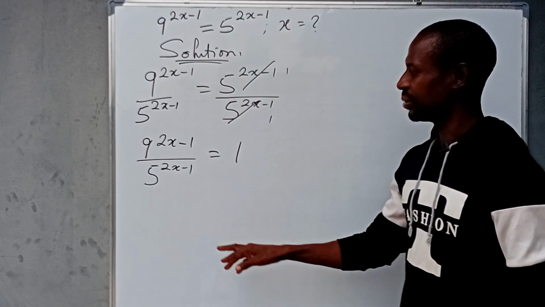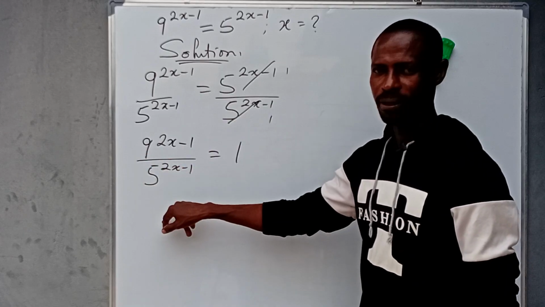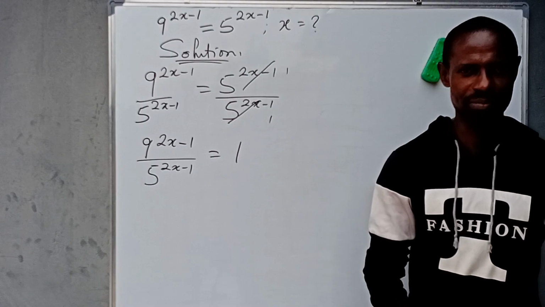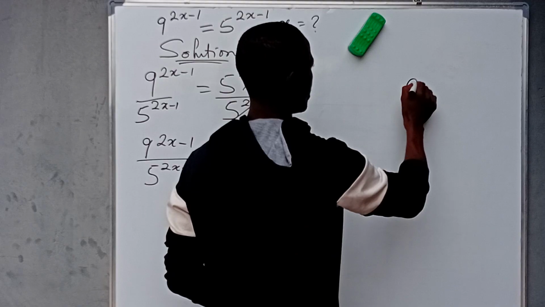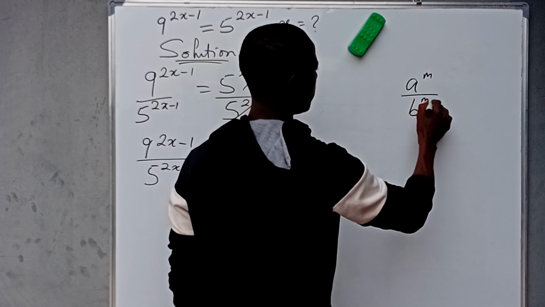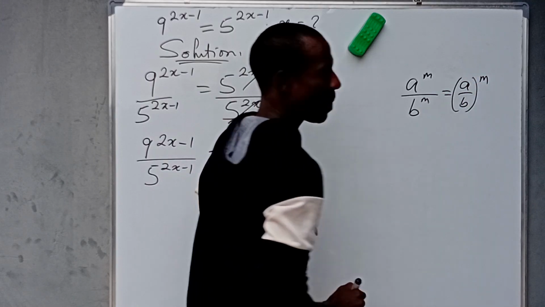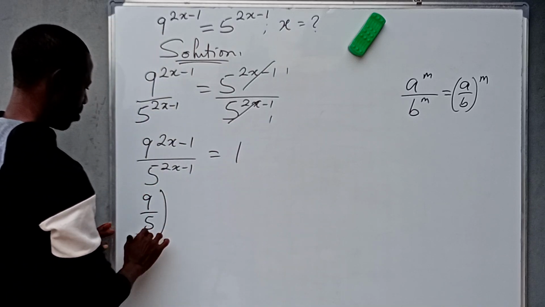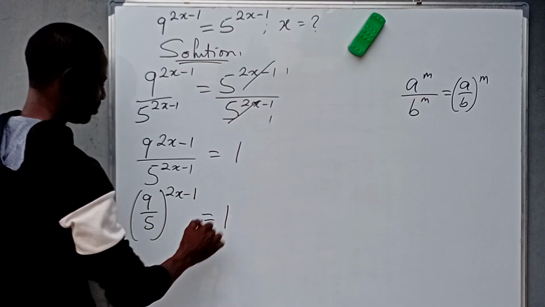So from here, if you check this carefully, again, the base numbers are different, but the powers are the same. The exponents are the same. So since they are the same, we apply a simple law in indices which says that a to the power of m all over b to the power of m can equally be written as a over b all raised to the power of m. If we apply that here, we're going to have 9 over 5 all raised to the power of 2x minus 1 equal to 1.